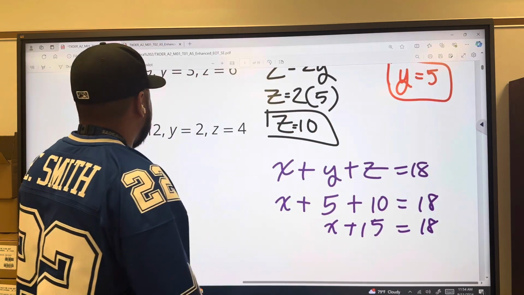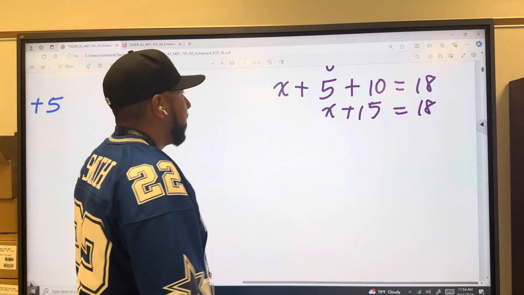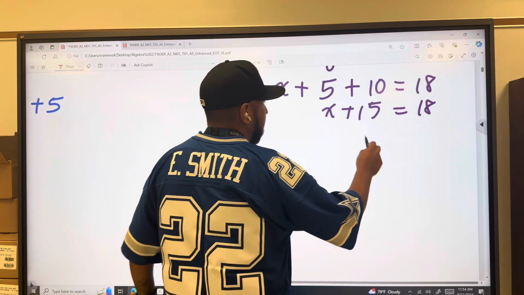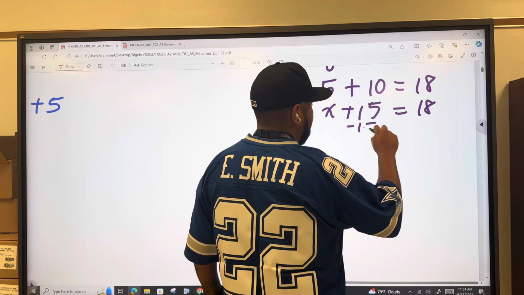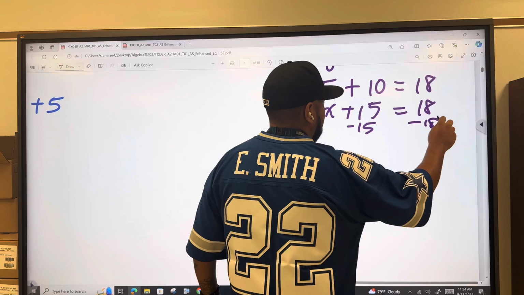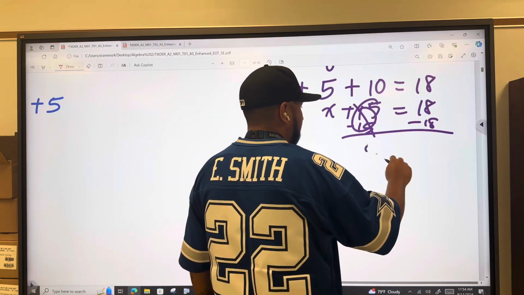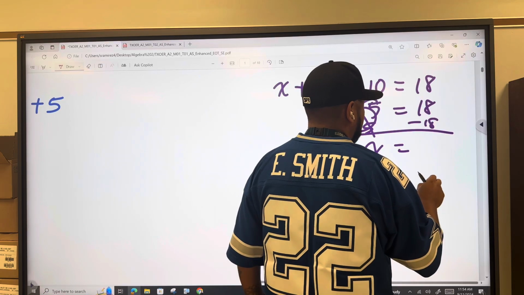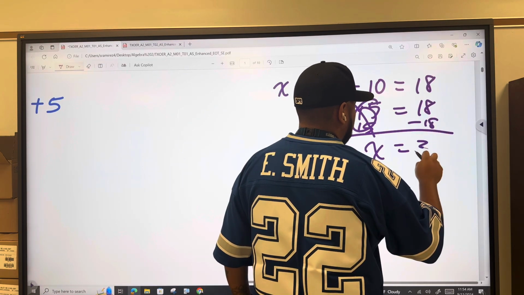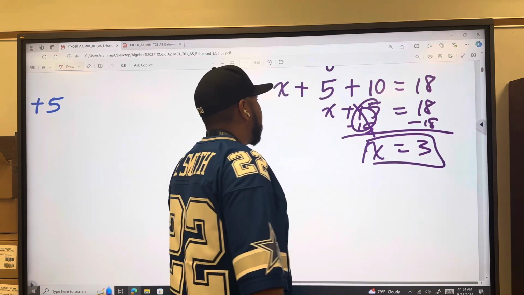Of course, I'm doing the algebraic way. Isolating the x, so minus 15. That looks bad, sorry. 0. X equals 18 minus 15, which is 3. And that's it.